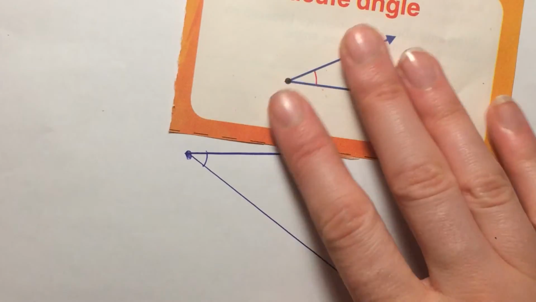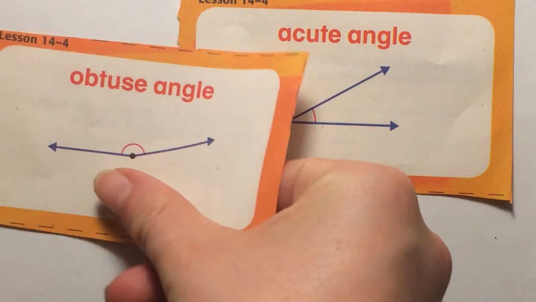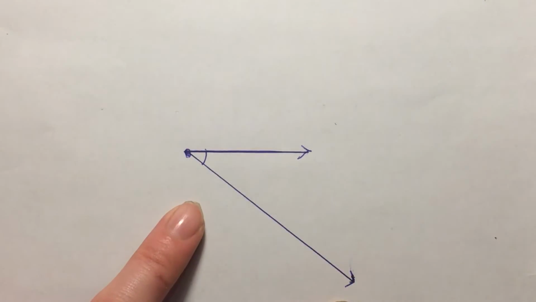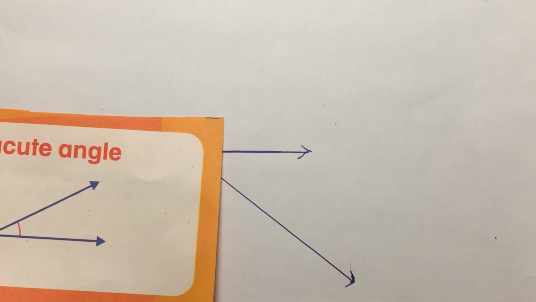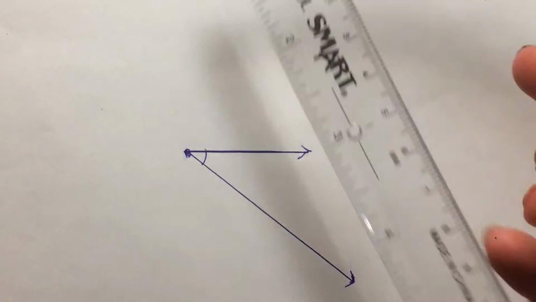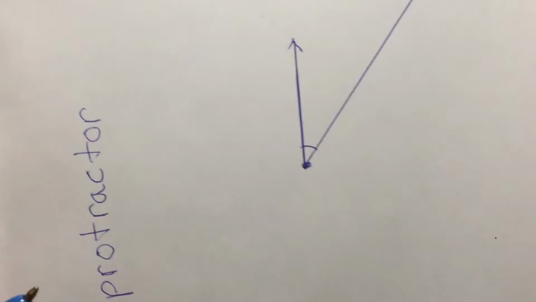An acute angle is small. It's less than 90 degrees. An obtuse angle is bigger than 90 degrees. So looking here, what is this angle? This is an acute angle. A cute little angle. So now we can use this protractor to measure what I just drew.